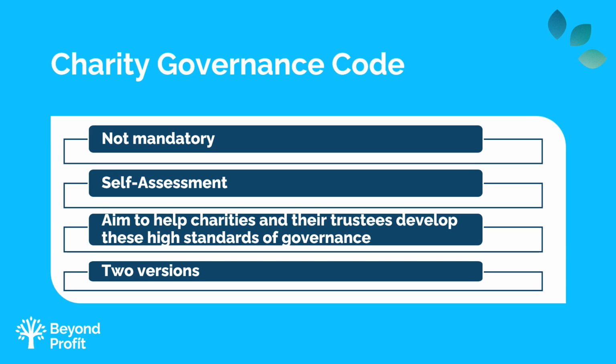A charity is best placed to achieve its ambitions and aims if it has effective governance and the right leadership structures. It is the aim of the code to help charities and their trustees develop these high standards of governance. There are currently two versions of the code, one for large charities, generally with income over £1 million, and one for smaller charities whose income is below this level. The aim of the Charity Code is to comply or explain. You can also download a Word document which allows you to compile evidence of having met the different aspects of this code and an action plan for improvement.